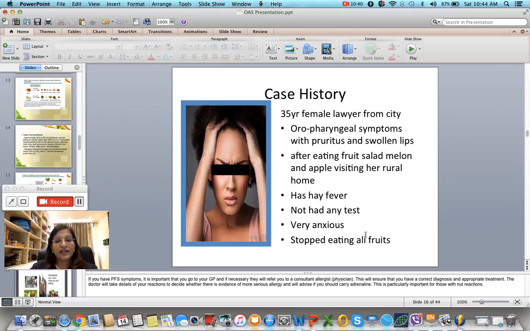She was very anxious, and on questioning, she had not had any allergic test. She was not aware, but she did say that when people were cutting grass near her area, she did suffer from hay fever type symptoms, and she took an antihistamine, and it got better.